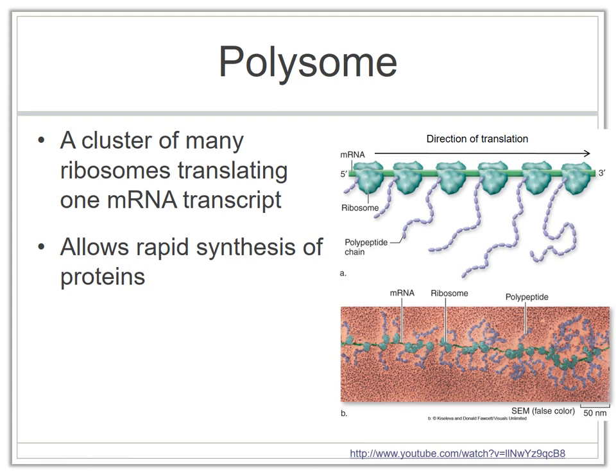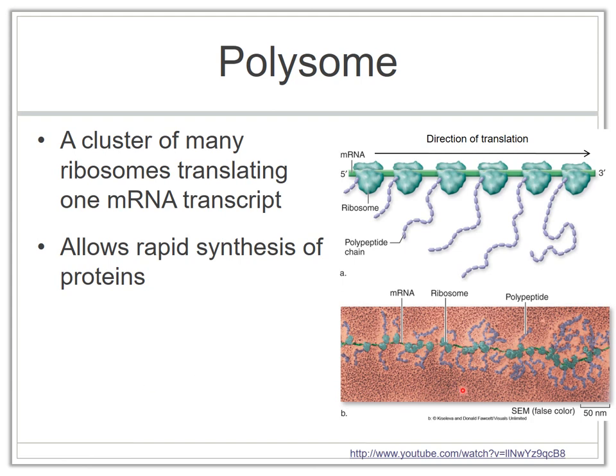A polysome is when multiple ribosomes are attaching to this one piece of messenger RNA. This is the beginning of the RNA, the ribosome attaches and it starts making. So you could have multiple ribosomes making multiple proteins from a single messenger RNA. And this cluster of many ribosomes translating one messenger RNA transcript is called a polysome. And it allows for rapid synthesis of proteins.